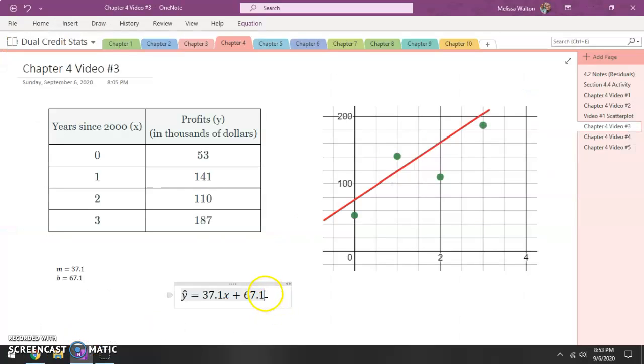All right, so this is our line of best fit. This is our equation of our line, y equals mx plus b, slope y-intercept. And in our next two videos, we're going to talk about, okay, well, what can we do with this? What does this tell us?